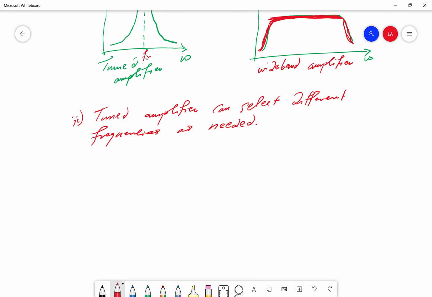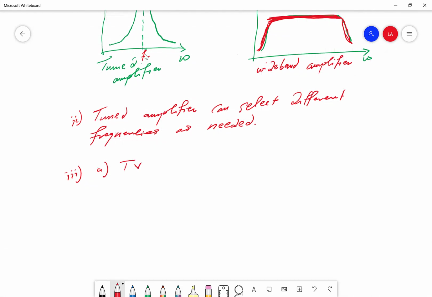And then the next question was to state two applications of tuned amplifiers. Tuned amplifiers are used in A, televisions or TV, and then in B, radios. Basically, in television and radios, they are used to select desired channels where you have a lot of channels to pick from or to choose from.